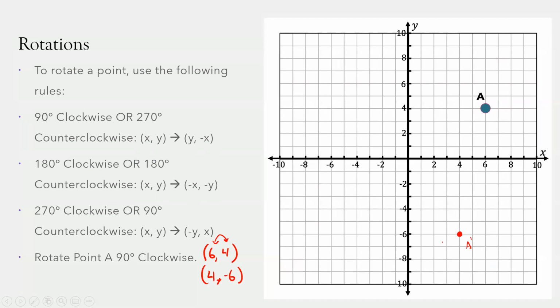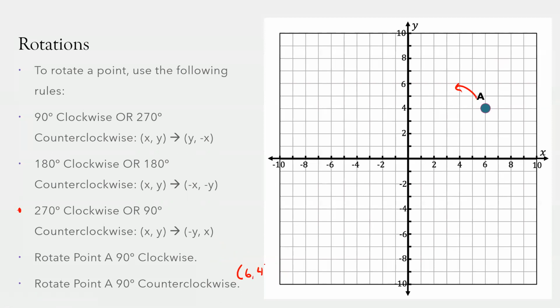Now I want you guys to try this. Rotate point A 90 degrees counterclockwise. So this time we're going the other way, we're going 90 degrees to the left in kind of a counterclockwise circle. So this time you're going to use this rule down here. And again, the coordinates for this point are 6 comma 4.